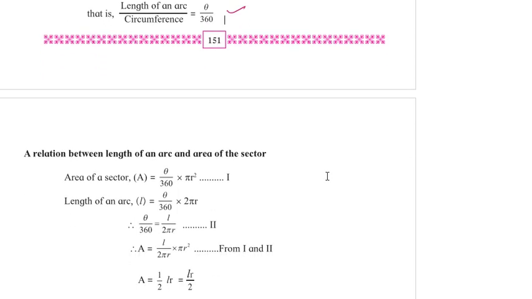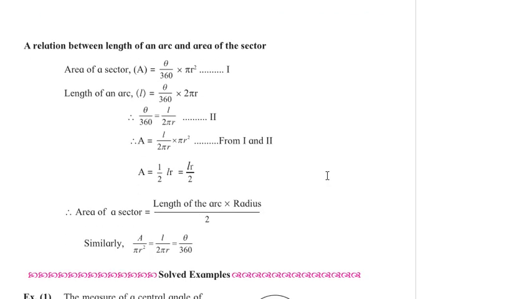Now let us discuss the relationship between length of an arc and area of sector. So area of sector A is theta upon 360 into pi r square. This formula we have already seen, and length of an arc is theta upon 360 into 2 pi r. Both these formulas we have done.